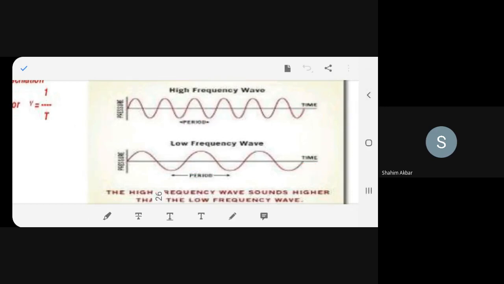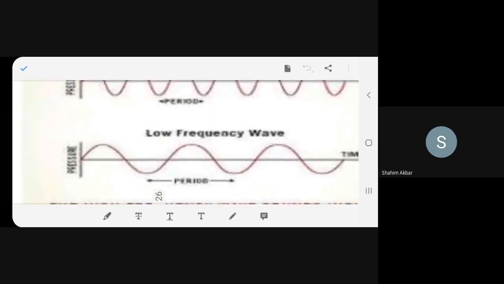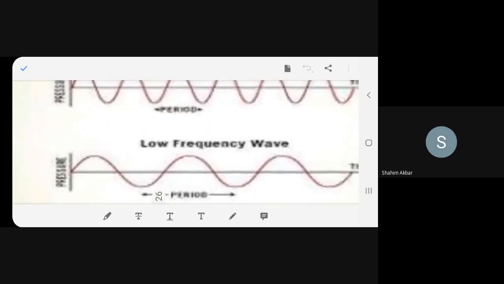Have you understood or not? See, look at the period over here. See, got it? And look over here. Which is more? The time period is more in low frequency wave. The time period is less in high frequency wave, whereas time period is more in low frequency. You understand? Yes.